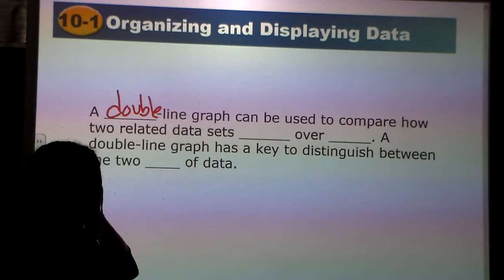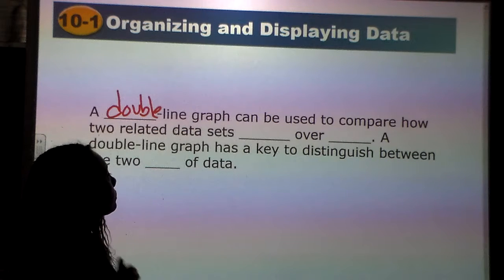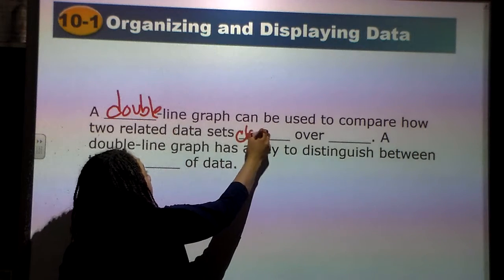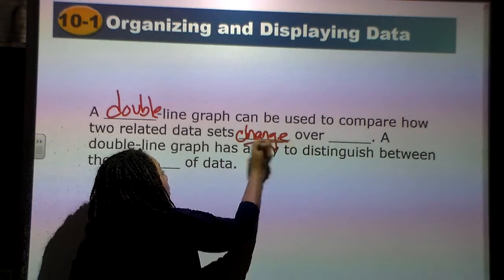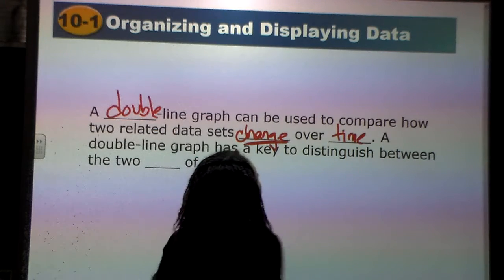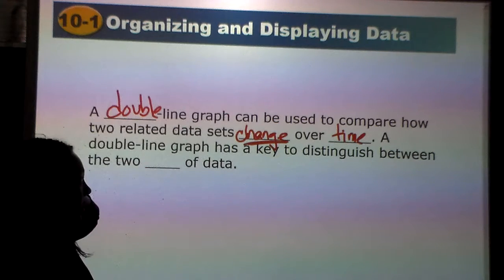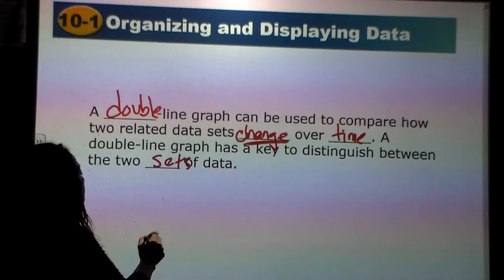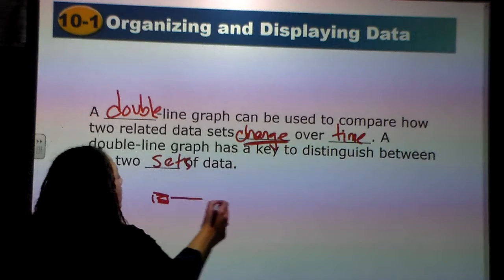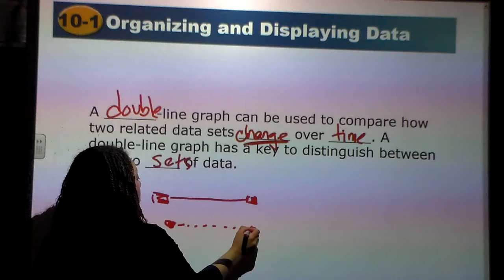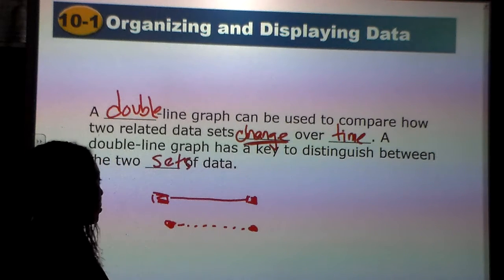And that can be used to compare two related data sets' change over time. So again, that's our key theme with line graphs: the change over time. A double line graph has a key to distinguish between the two sets of data. They'll always tell you in the key which one represents which. It might be that one is represented like this, and the other is represented like this. And that's how you tell the difference between the two sets of data.